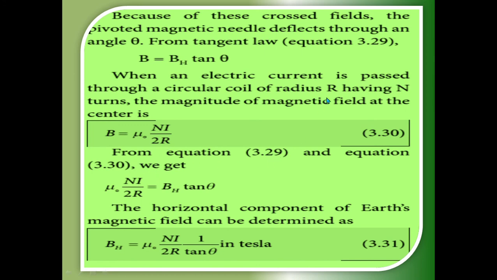From equations 3.29 and 3.30, we get B is equal to mu naught N I divided by 2R, which is equal to BH tan theta. Now let me calculate the horizontal component of earth's magnetic field. It can be determined as BH is equal to mu naught N I divided by 2R into 1 by tan theta, in Tesla, because Tesla is the unit of magnetic field.